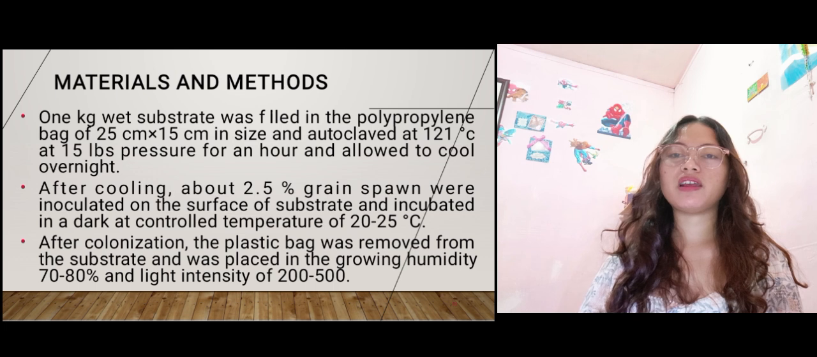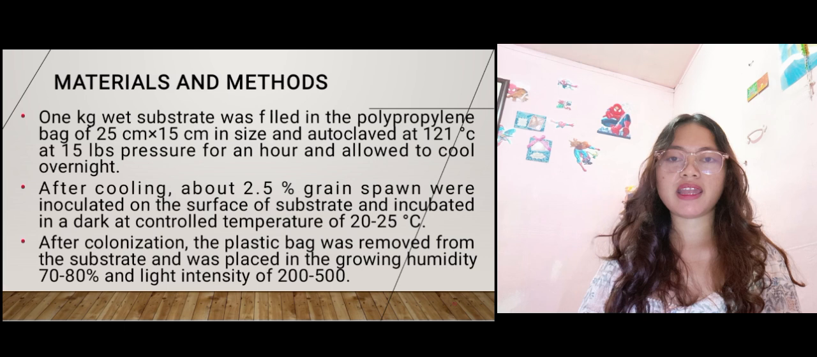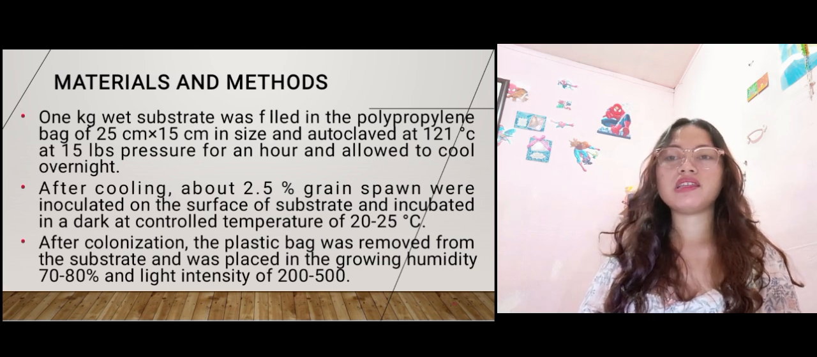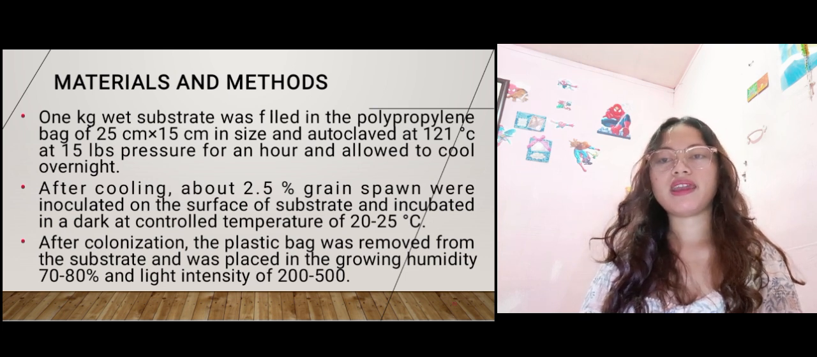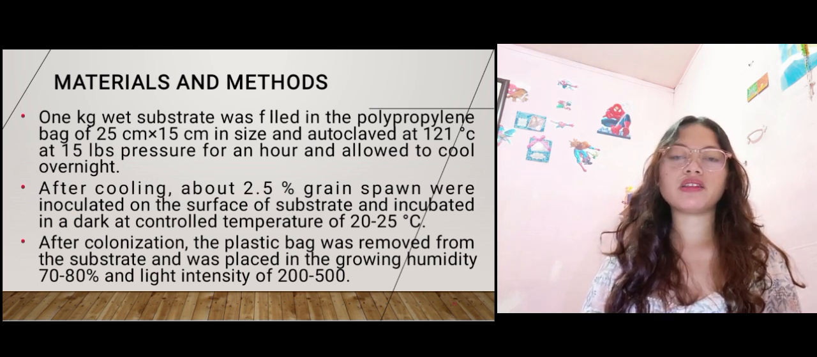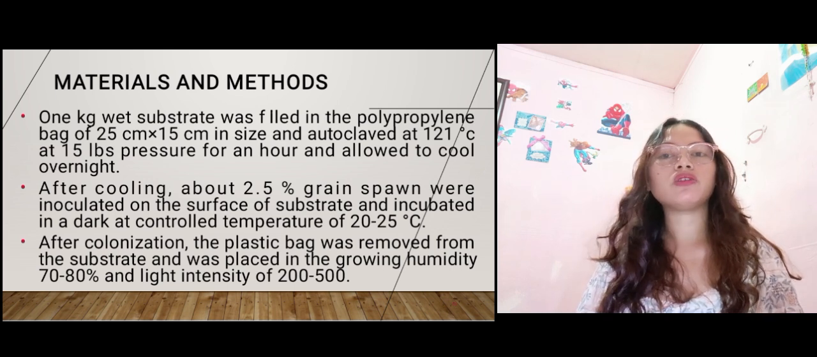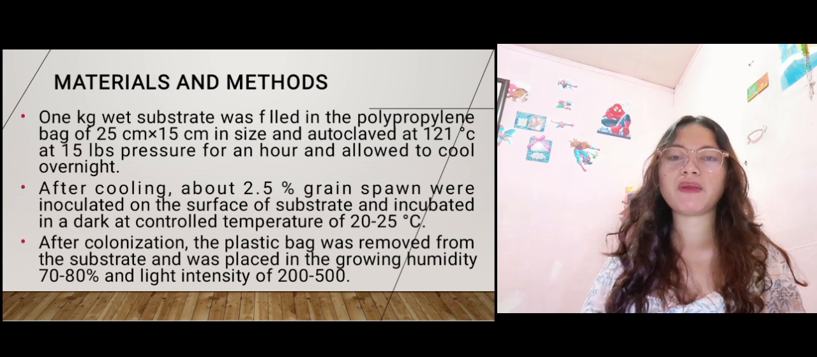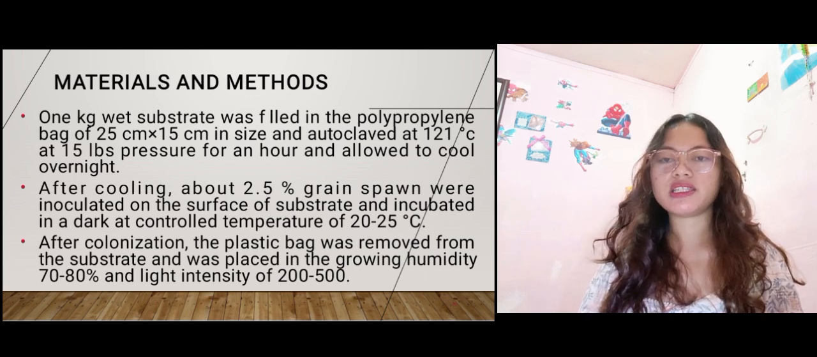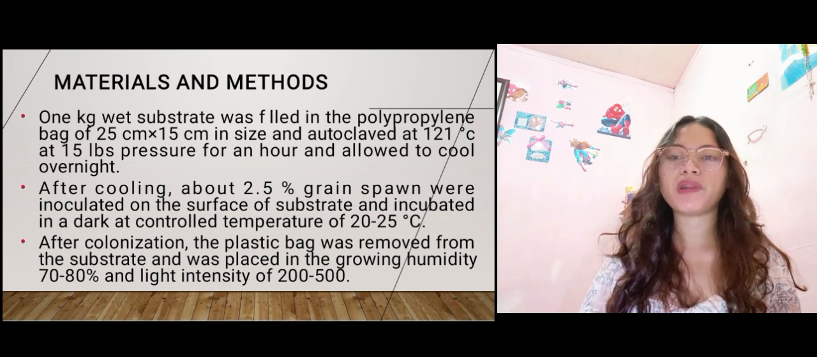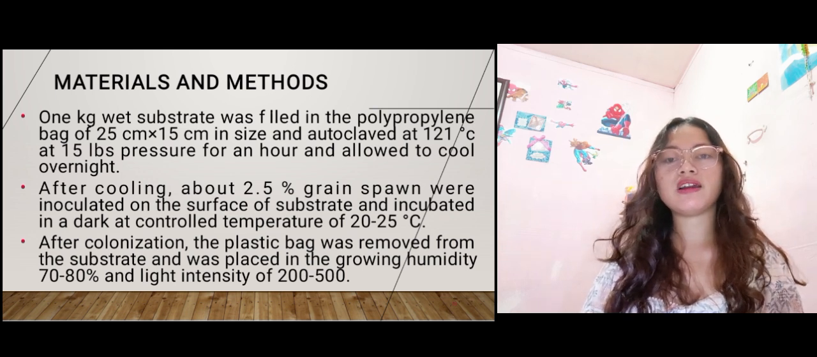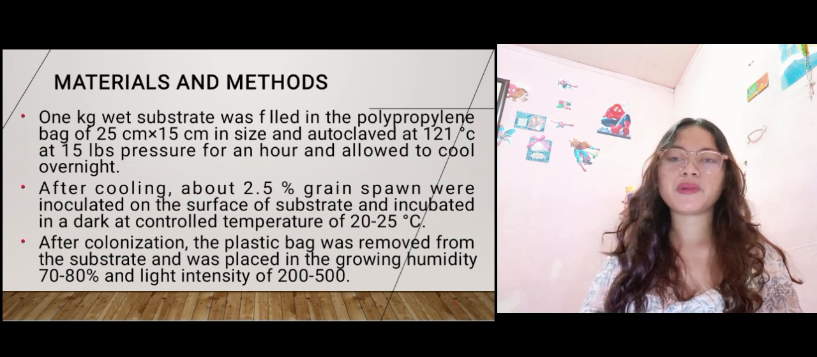1 kilogram of substrate was filled in a polypropylene bag of 25 cm by 15 cm in size and autoclaved at 121 degrees Celsius and 15 pounds pressure for an hour and allowed to cool overnight. After cooling, about 2.5% green spawn was inoculated on the surface of substrates and incubated in the dark at a controlled temperature of 20 to 25 degrees Celsius. After colonization, the plastic bag was removed from the substrate and was placed in the growing room with humidity 70 to 80% and light intensity of 200 to 500.